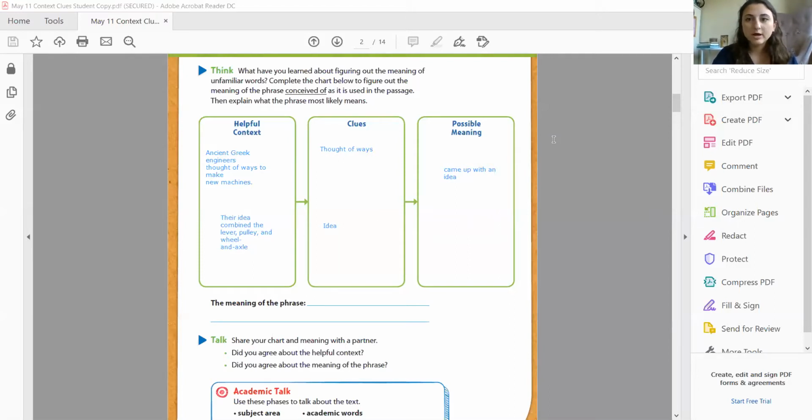So what is the meaning of this phrase? So right here we can write that conceived of means thought of or came up with something, like an idea or an invention. Okay, so you can go ahead and pause the screen and copy that into your packets.